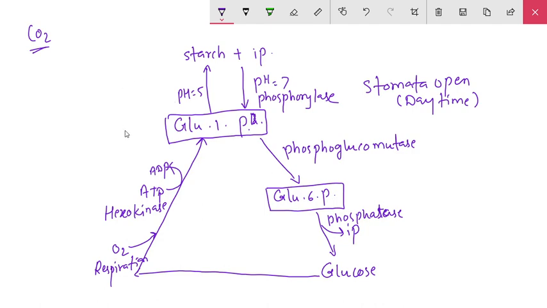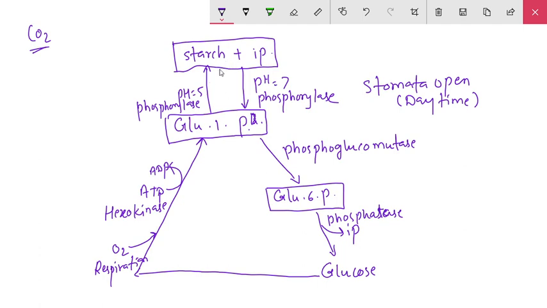Because in respiration CO2 is released and O2 is utilized. The released CO2 accumulates and produces an acidic condition. Therefore, when the pH becomes 5, in the presence of the enzyme phosphorylase, this glucose 1 phosphate is again converted into starch and inorganic phosphate.